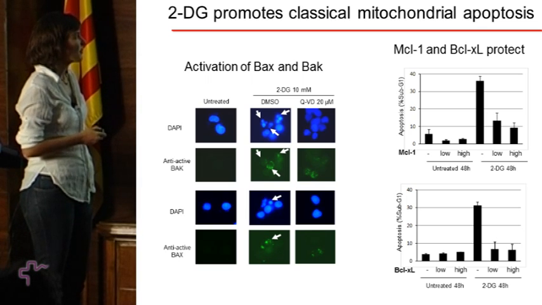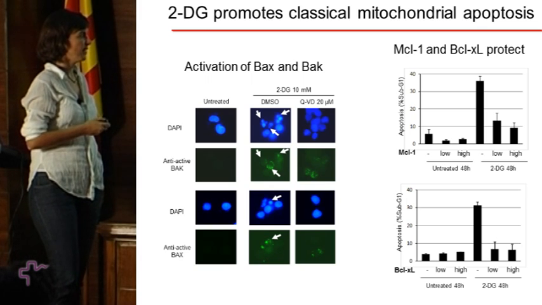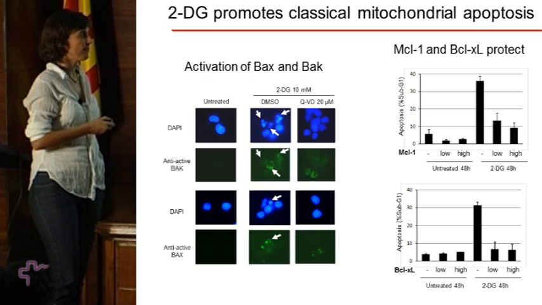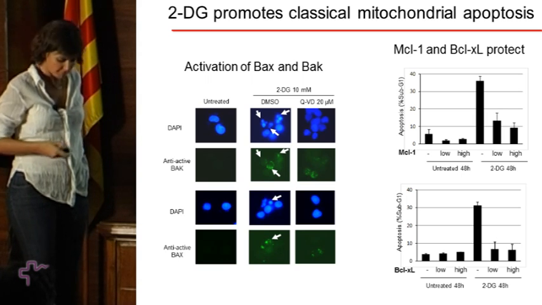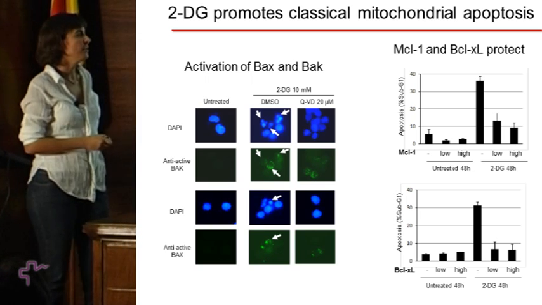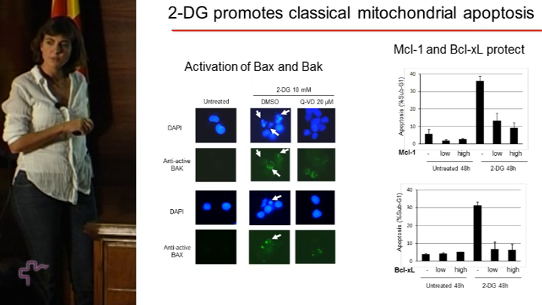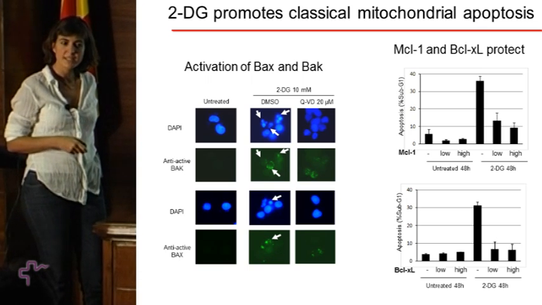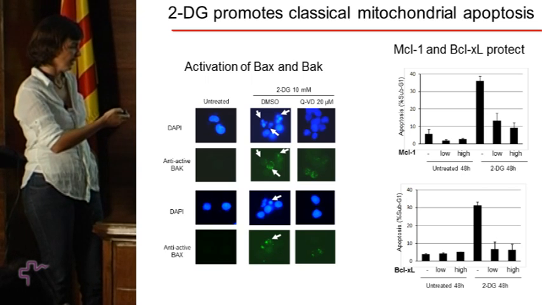And also overexpression of the anti-apoptotic proteins of the mitochondrial pathway, such as MCL1 and BCL-XL, when we transfect the cells with high doses of plasmid encoding for these proteins, they are protected. They protect from 2-deoxyglucose. The same the other way around. If we downregulate MCL1 or BCL-XL, cells are more sensitive to 2-deoxyglucose.